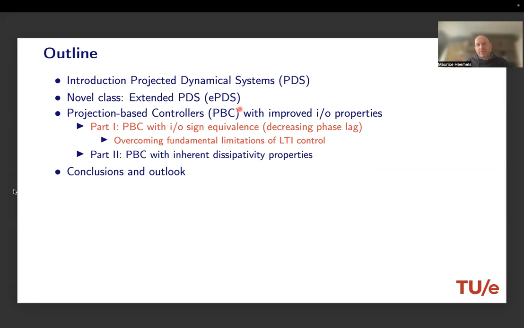What we're going to do is use these input-output sets that are sector-like sets that many of us already know. By choosing the sector, we believe we can create improved input-output properties and improve performance. In fact, we're going to see how this can overcome fundamental limitations of performance that are known if you stick to the paradigm of LTI control.